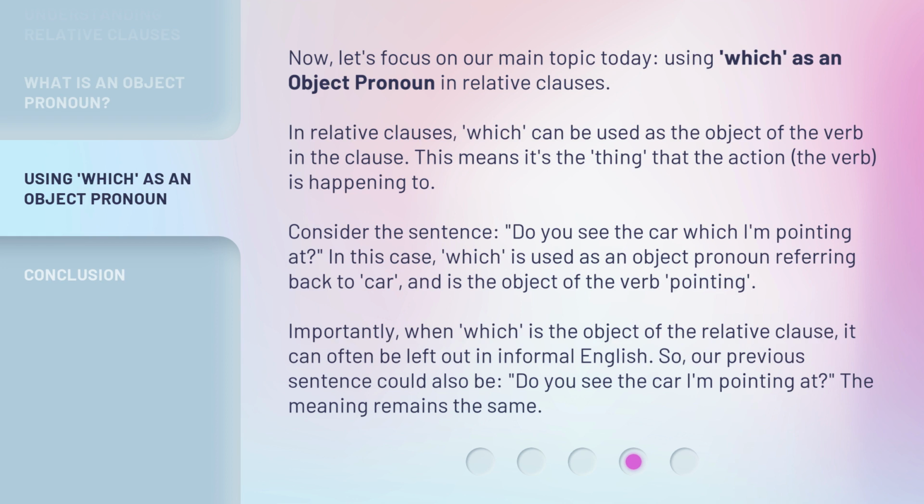verb, pointing. Importantly, when which is the object of the relative clause, it can often be left out in informal English. So, our previous sentence could also be, do you see the car I am pointing at? The meaning remains the same.